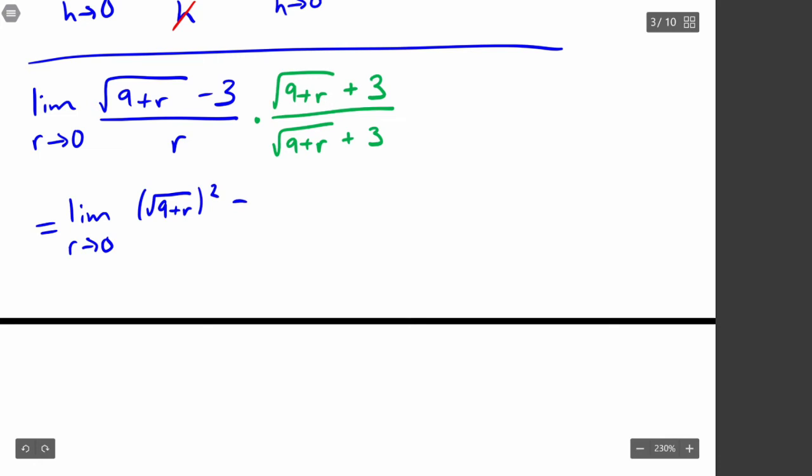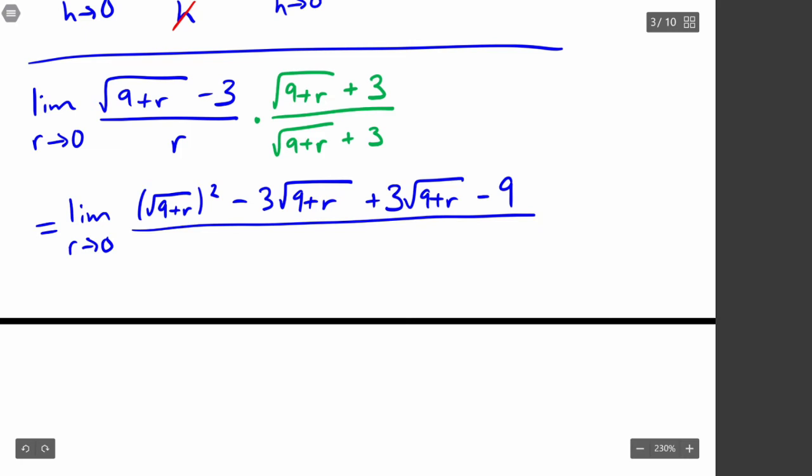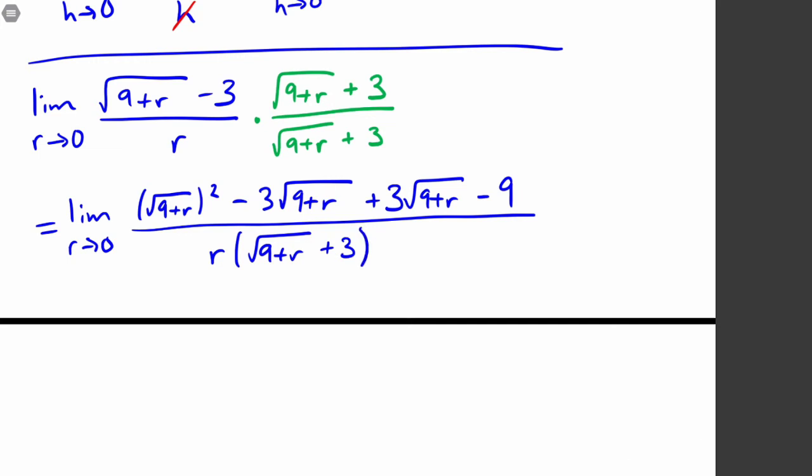Then we get the outsides, so 3 square root of 9 plus r, plus 3 square root of 9 plus r, and then negative 3 times positive 3 is minus 9. And on the bottom here, I would recommend just leaving it as is. There's not going to be much we can really do about it. Okay. So now let's look at what happens.